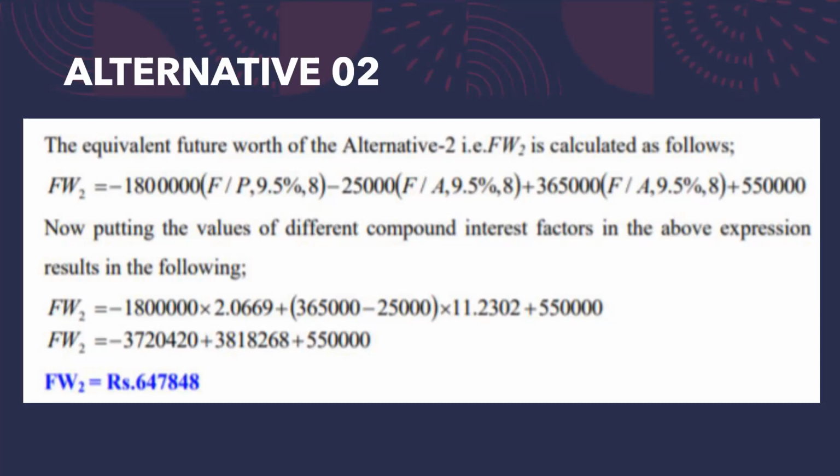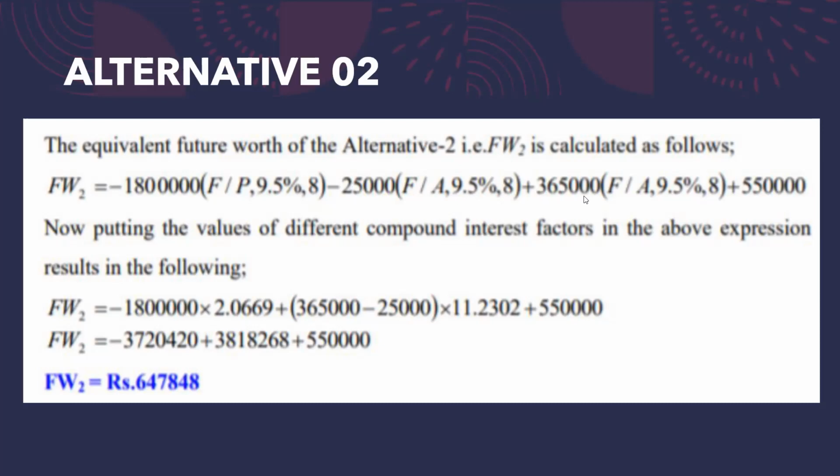Can you explain the part of 365,000 minus this part? Okay, so here, 1.8 million is the initial investment cost, so we convert it into the future worth value here. Then minus 25,000, that is the operating cost for each year. So it is an annuity value, and you are converting it to the future worth value here.